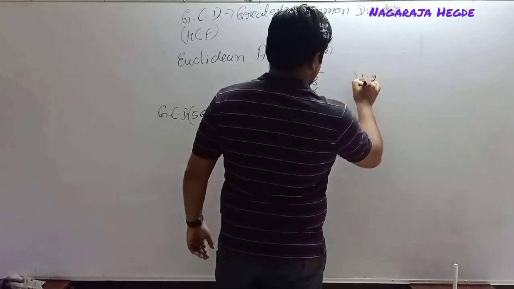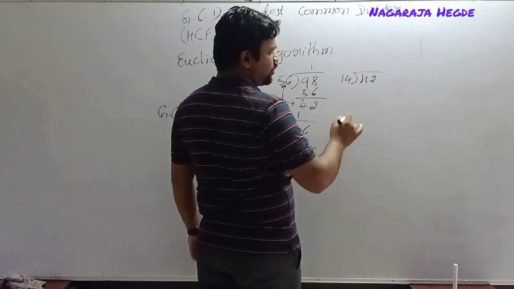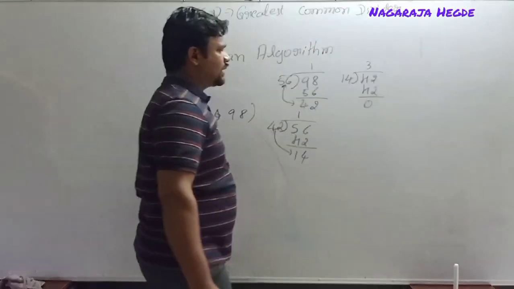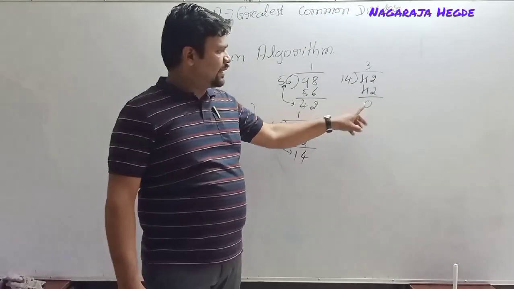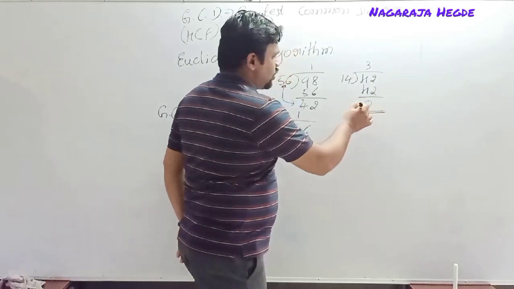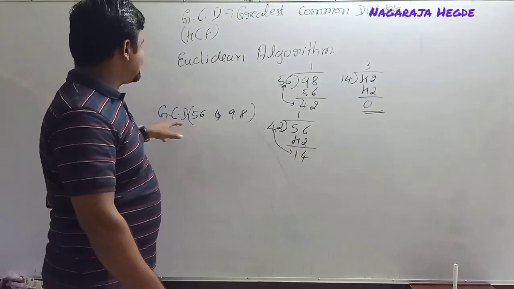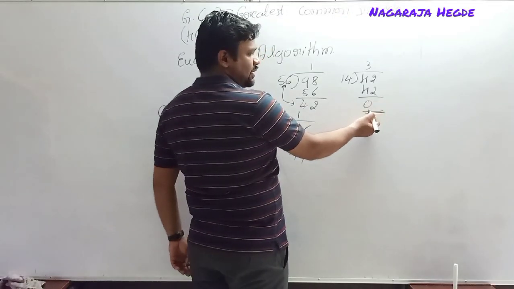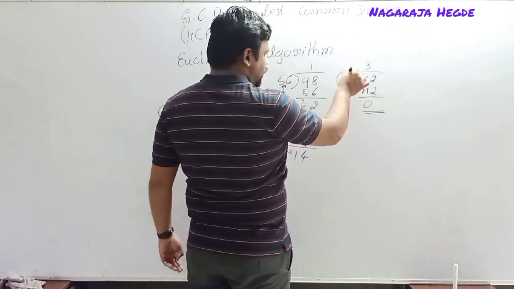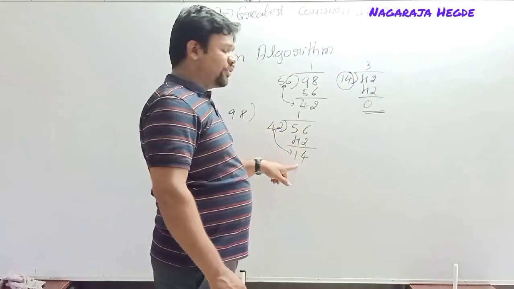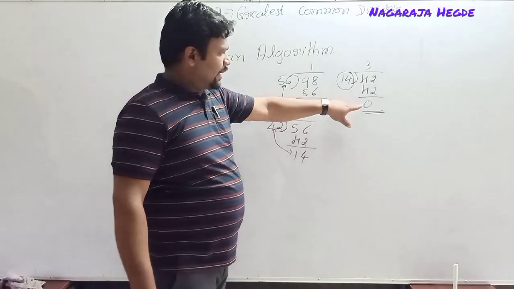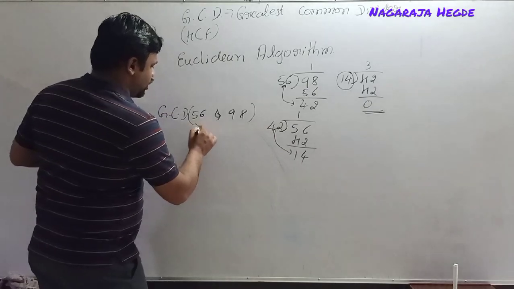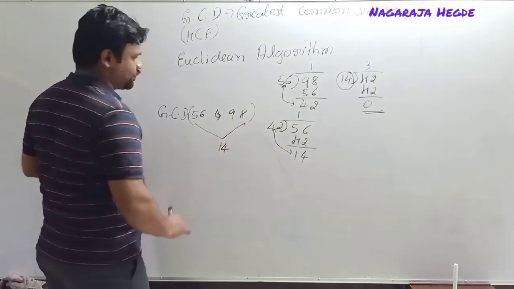Take 42 and 14. Now just observe here, you know that 14 threes are 42. So what are we going to get? 0. In this case, we are going to stop the procedure. So what is the GCD of 56 and 98 now? When we get remainder 0, the step before that, what did we get? 14. That 14 is called the GCD of these two numbers.